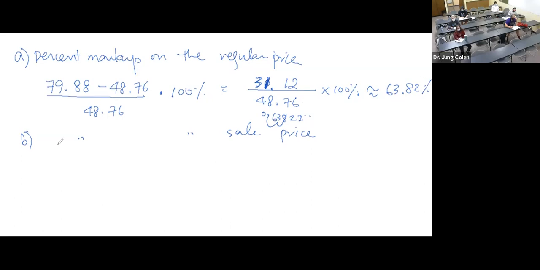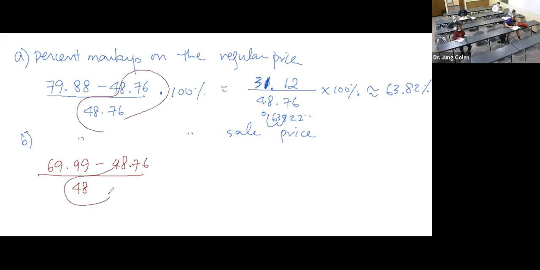Okay, Jason, call me out with this sale price. So 79.88 minus. Hold on. What's the sale price? 79.88 was the regular price, wasn't it? Yeah, it should be 69.99. Thank you. So 69.99 then minus the 48.76. Over the 48.76. You need to put the same number here, right? The same number. 48.76 times 100%. Okay.